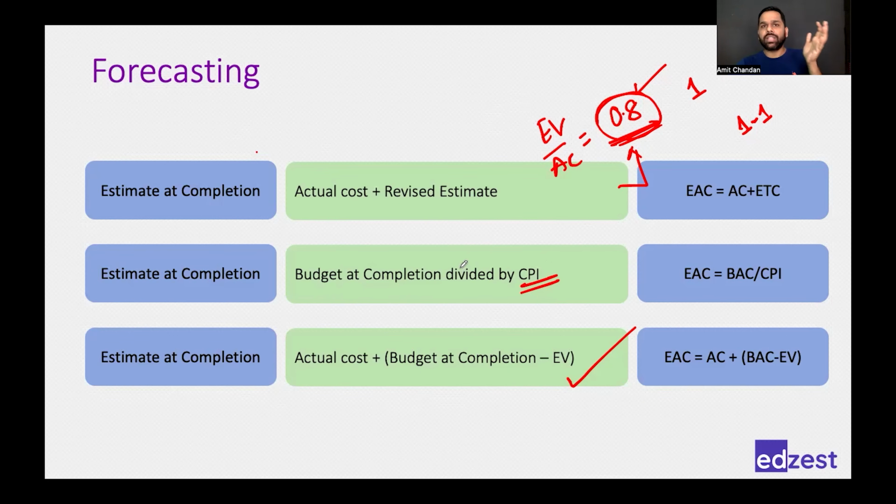But if you believe that, okay, this fluctuation can still happen, that's the nature of the work that we do, then what you will do is you will divide your initial budget by CPI, saying that if I worked at an 80% efficiency rate because of the nature of work that I do, and this nature of work is not going to change, then in the remaining part also, I'll be working at the same efficiency. And that's why you increase your budget by that efficiency rate. That's why you divide it by CPI.